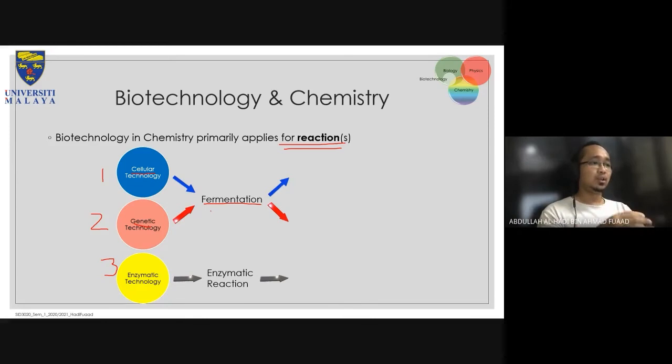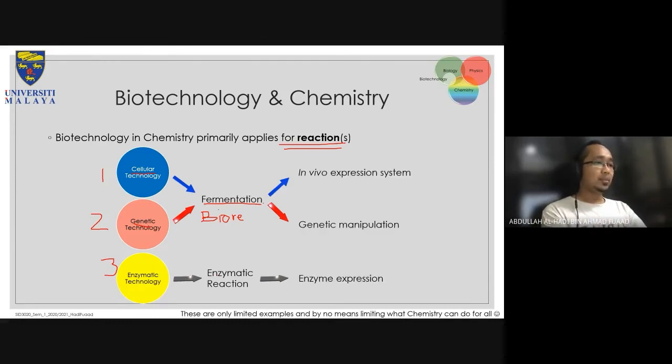Fermentation is also related to a bioreactor, because a bioreactor for cells is what we call fermentation. While enzymatic technology is an enzyme: you take it out, you use it for a certain purpose. That's it, so that's an enzymatic reaction. And fermentation towards the end can be an in vivo expression system. It can be genetic manipulation. Cellular technology is more of an in vivo expression system that you can adjust.